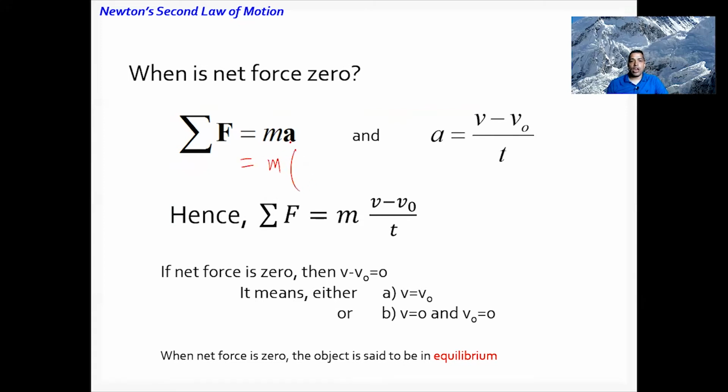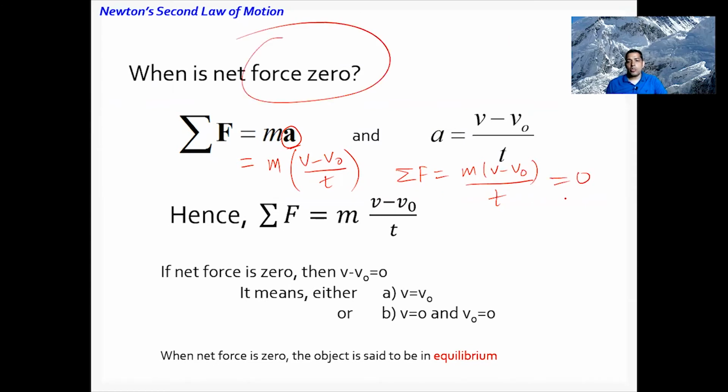So let me write this in more expanded form here. So a is what? a is this from the previous chapter: a equals v minus v0 over t, right? So you can write this guy here, v minus v0 over t. Then the net force equals m times (v minus v0) over t. Now this guy must be zero. When net force is zero, it means this guy is zero. Makes sense?